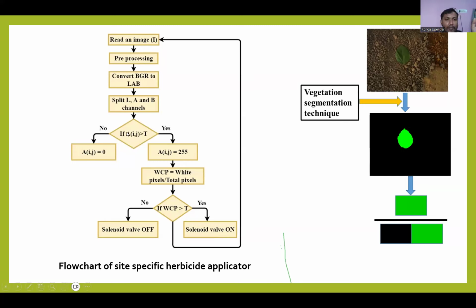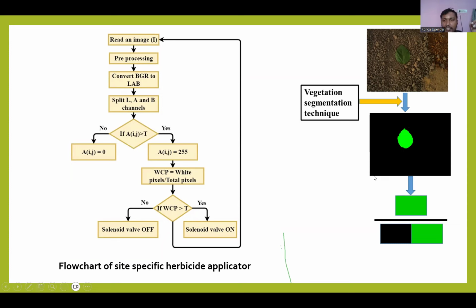In the Lab color model, I have taken only the A channel. Why only the A channel? L has the lightness information. In the A channel, green to red color information is there. In the B channel, blue to yellow color information is there. But in my image, green plants appear on a soil background. Green is the major component, and soil is a little bit red in color, so a red component will be there. That is why I'm using the A channel for my purpose. We select a threshold value, and if that is satisfied, the image looks like this. That image is green.